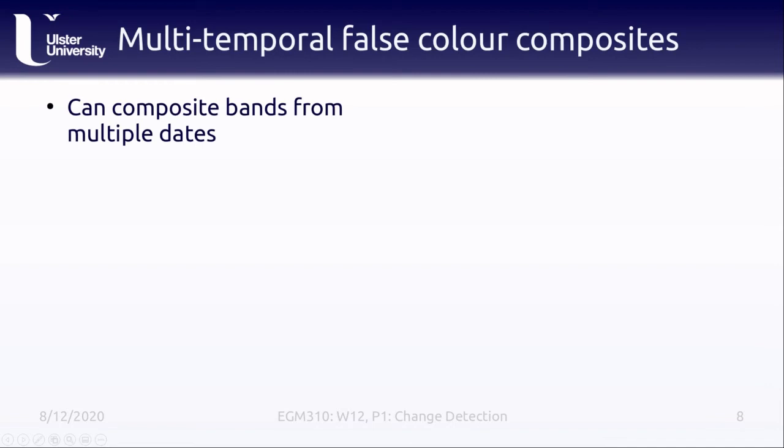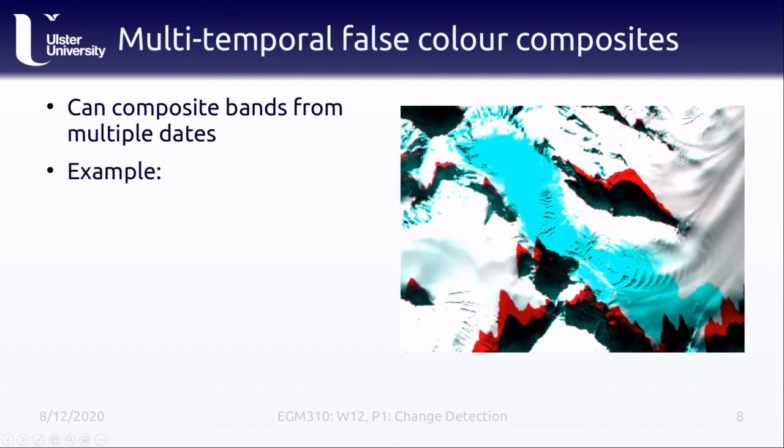Another type of visual analysis could be to form multitemporal false color composites, where we composite bands from multiple dates rather than multiple bands from a single date. Areas without change should be shades of gray, black, or white, while changes should appear in color depending on how we composite the image. In this example, I've set an image from March 2nd to the red channel, and the green and blue channels are an image from February 7th.